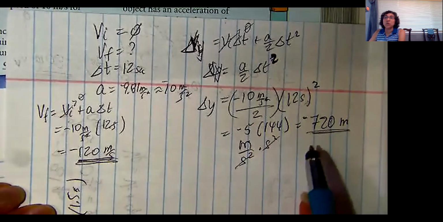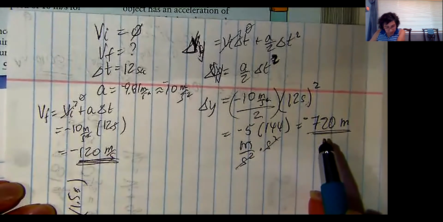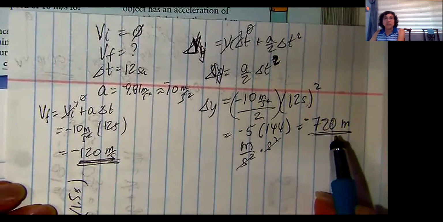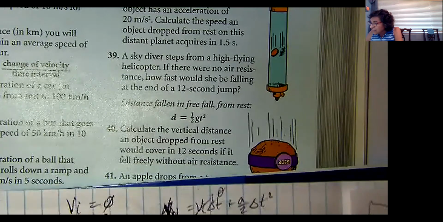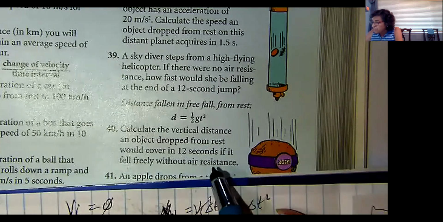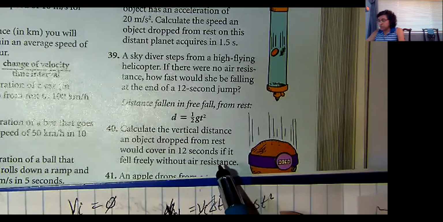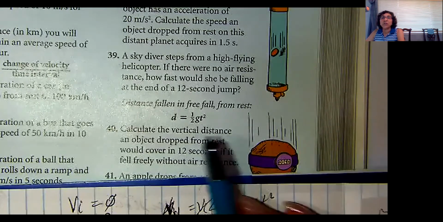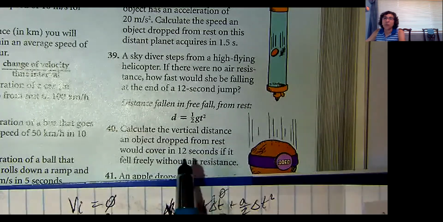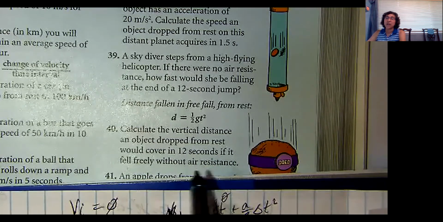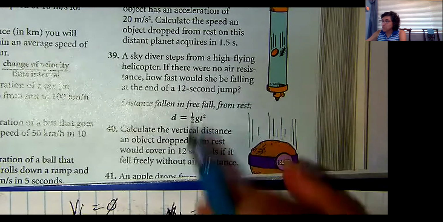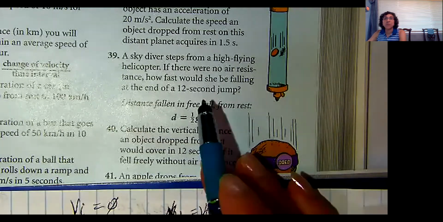All right, so maybe it was my Freudian way of wanting to teach you a different equation that tells you how far they traveled, which I believe is the next question. Oh, it is the next question. All right, so the next question here, number 40. Calculate the vertical distance an object dropped from rest would cover in 12 seconds if it fell freely without air resistance. No wonder I thought these two problems were the same. I read this one wrong.